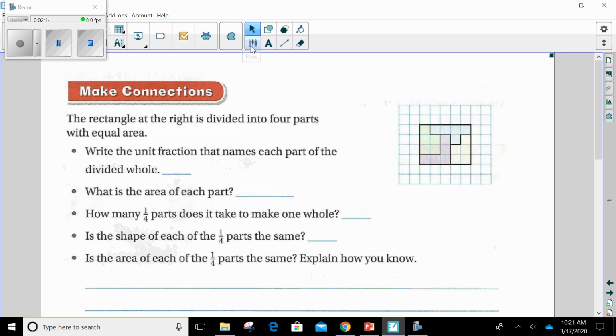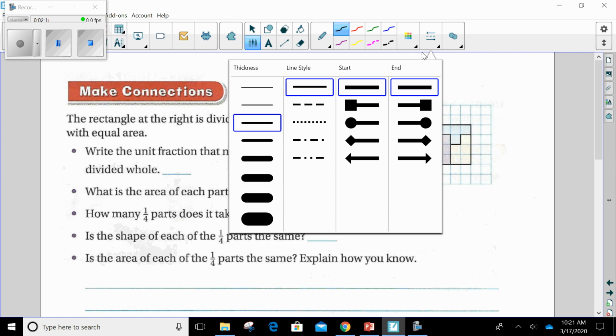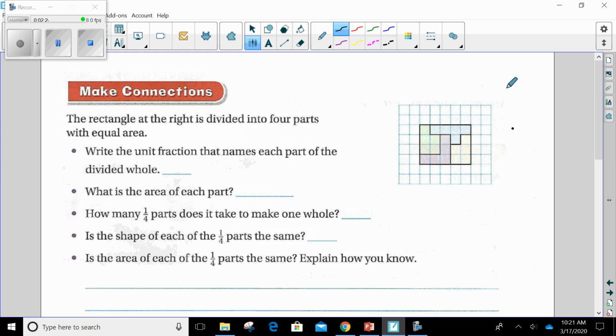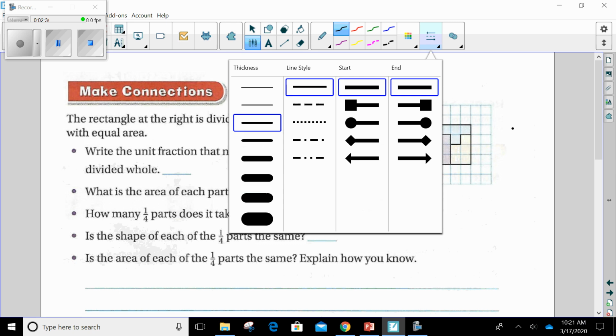My mouse is spinning right now. Okay, let's get up here and get a pen. I thought I had one, but it's not working. Okay, there it is. My pen does not want to work. It does that all the time to me.